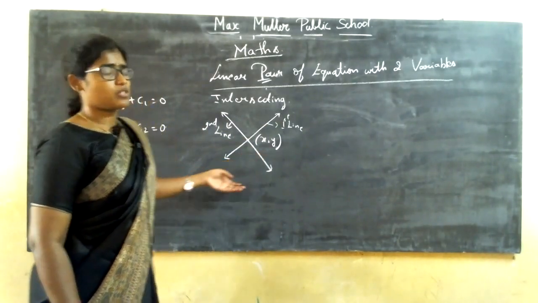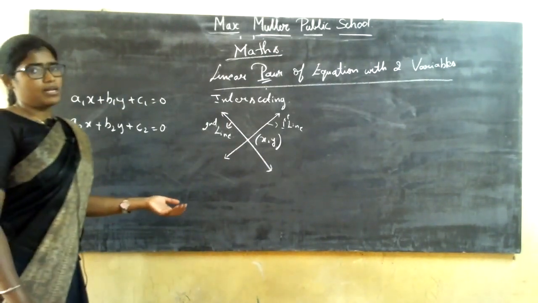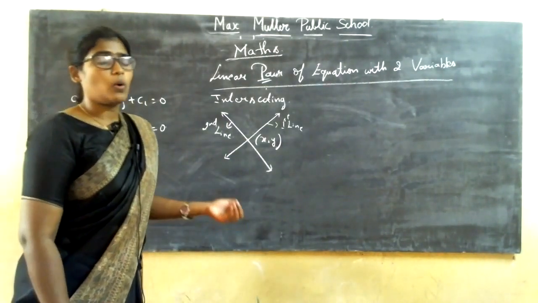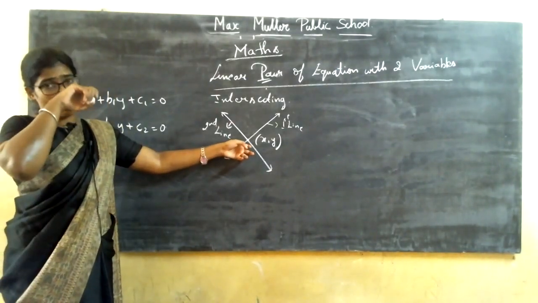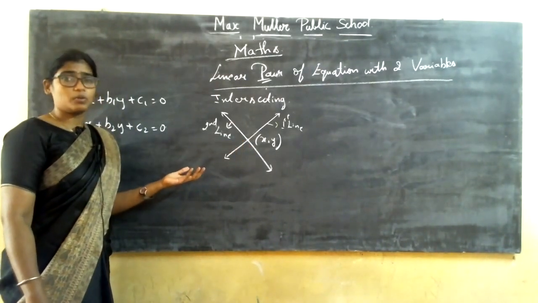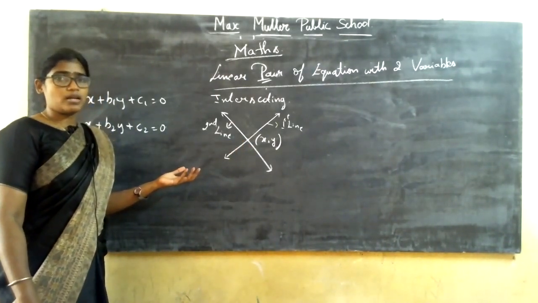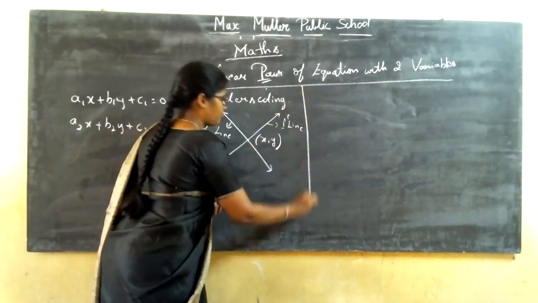So what is the question based on this? How many points does the intersecting line coincide with? So you are going to say it as 1 point. Correct? If you have only 1 point which is coinciding with each other, then only you can say it is intersecting lines, or else you cannot say it is intersecting lines.